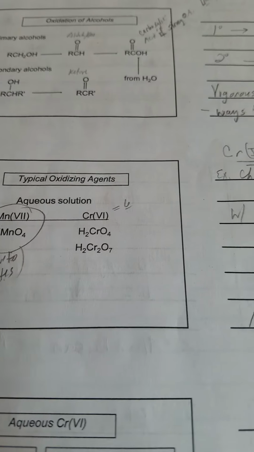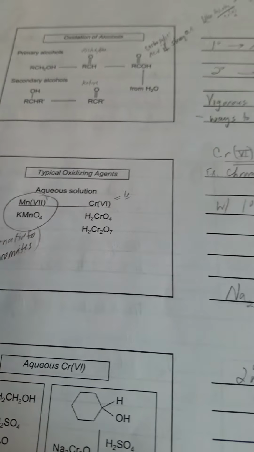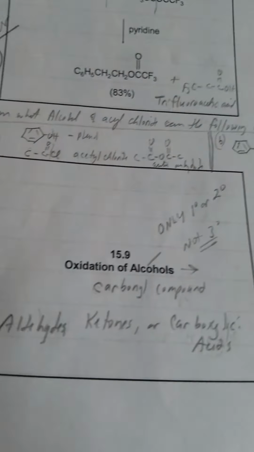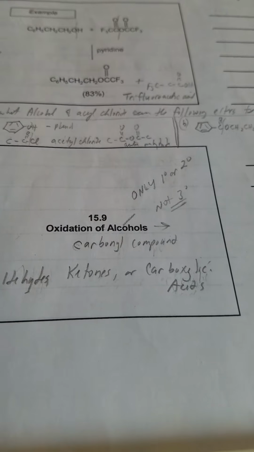Now the next thing we want to look at is the oxidation of alcohols. This will only involve primary and secondary alcohols, but not tertiary alcohols. And basically what you're going to do is form carbonyl compounds, so they can either be aldehydes, ketones, or carboxylic acids.